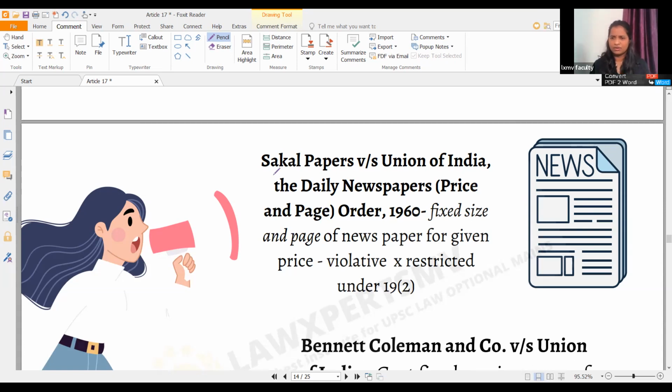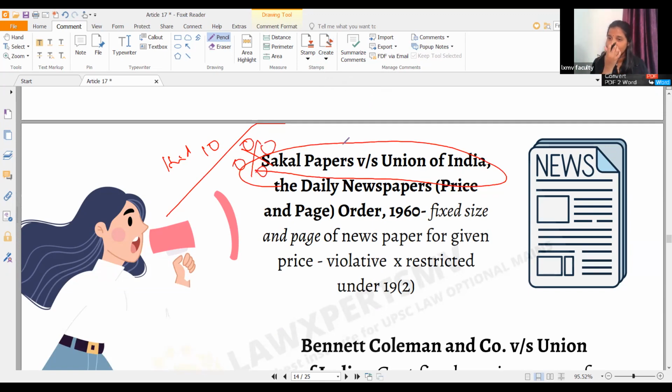See, we saw no one can say don't publish, don't circulate. But whether you can fix a fixed number of pages for a newspaper. Can you say The Hindu must be only 10 pages, not more than that? Whether the government can say that. Definitely not. That was given in Sakal Papers versus Union of India. Very, very important case law for freedom of press. Try to include it somewhere if it is related to your question.